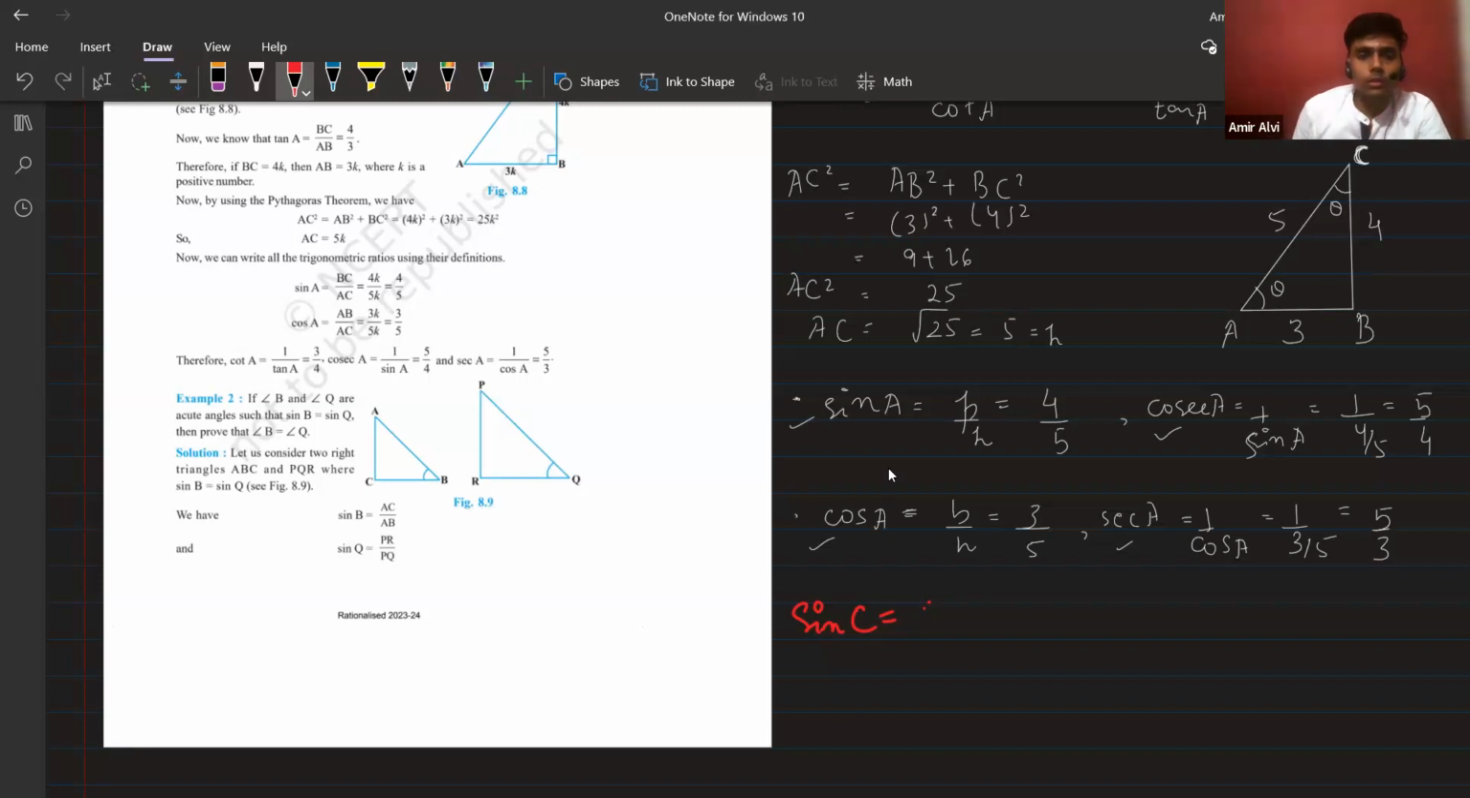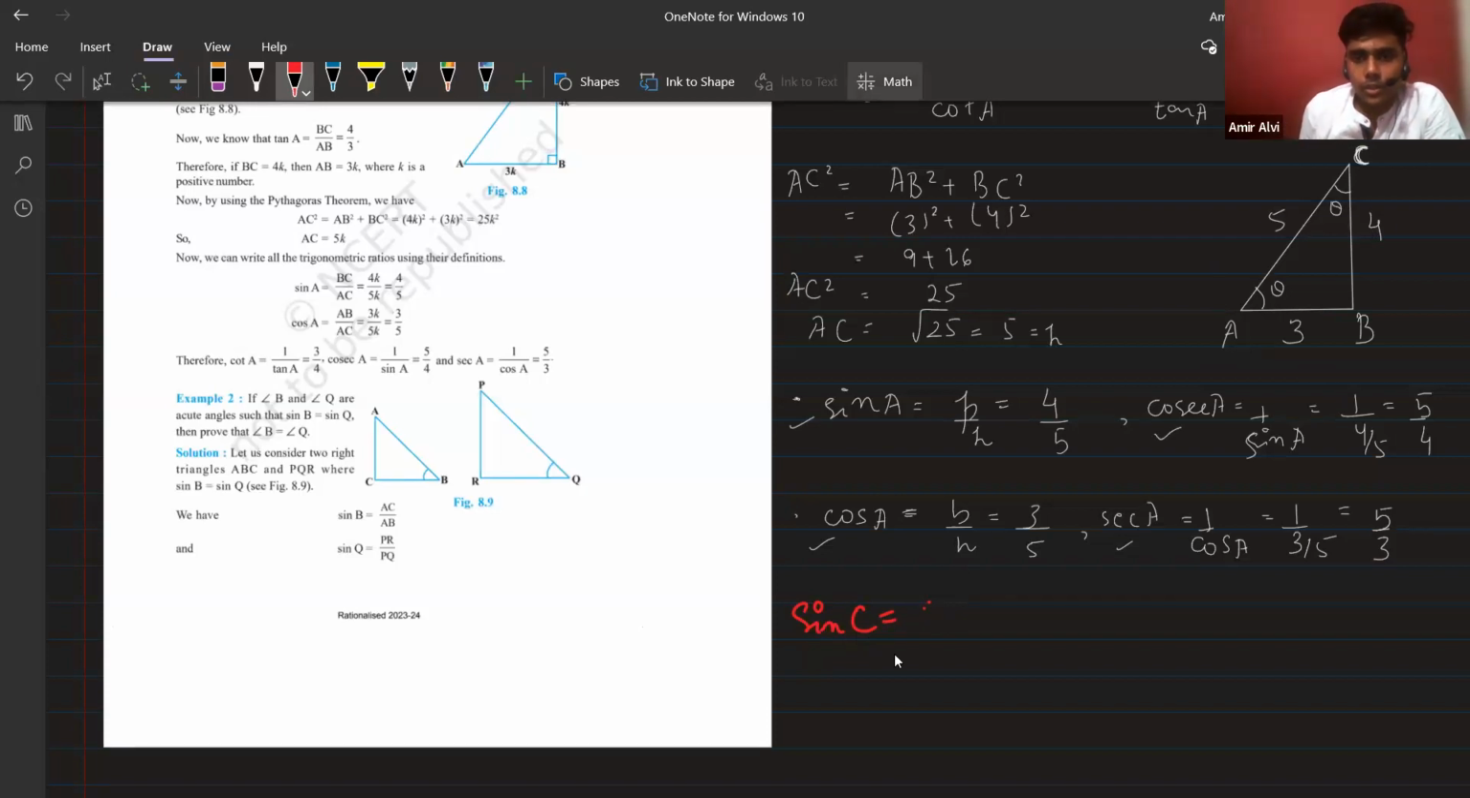Yes, Faz. Now please let me know. Yes, sir. So it is perpendicular by hypotenuse. What would be the value of sin C in this scenario? Have you written down the answer in your copy? Yes, sir. Sir, it will come 3 by 5. That's correct.